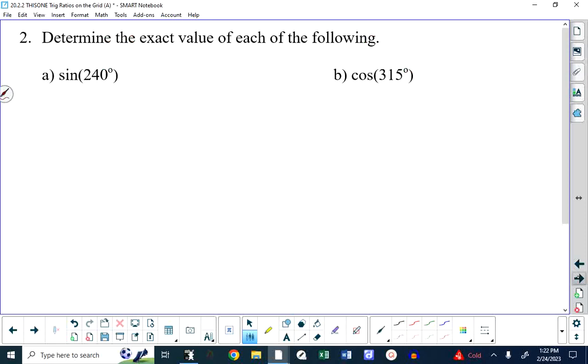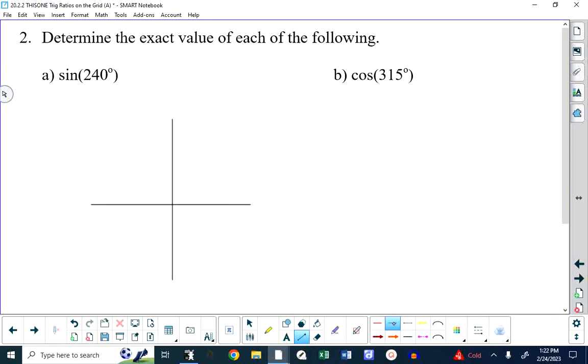seems out of left field, okay, but it's not. What is the exact value of the sine of 240 degrees? So the first thing you need to do is you need to locate where 240 degrees is. And by my count, it's 60 degrees past 180. So it's going to look like this.